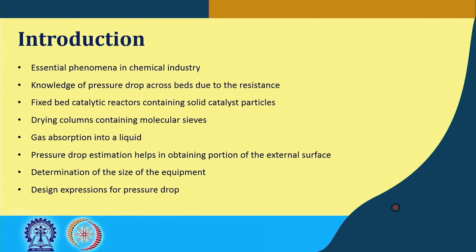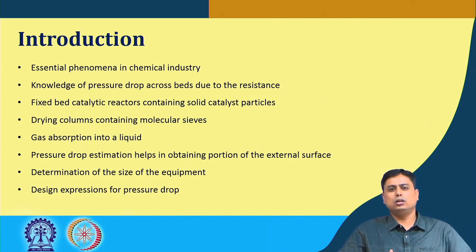So one of the examples that I gave was a fixed bed catalytic reactor, let's say where SO2 is converted to SO3 in the presence of a solid catalyst bed. There can be a drying column that consists of molecular sieves through which the fluid is flowing. Or when there is gas absorption into liquid, where the liquid flows from top to bottom and the gas phase is blown from the bottom to the top. So this absorption depends on the surface area available.